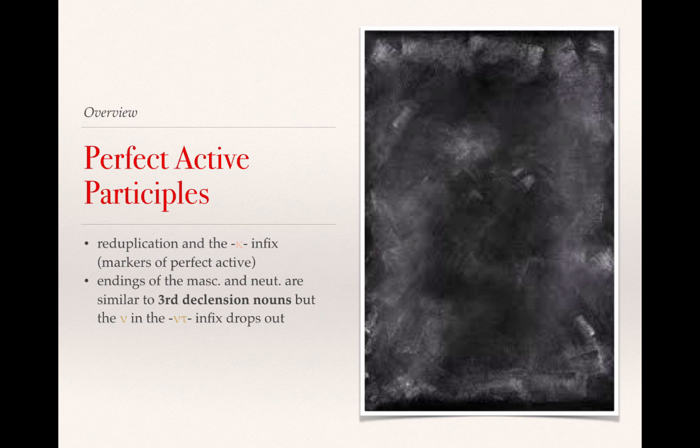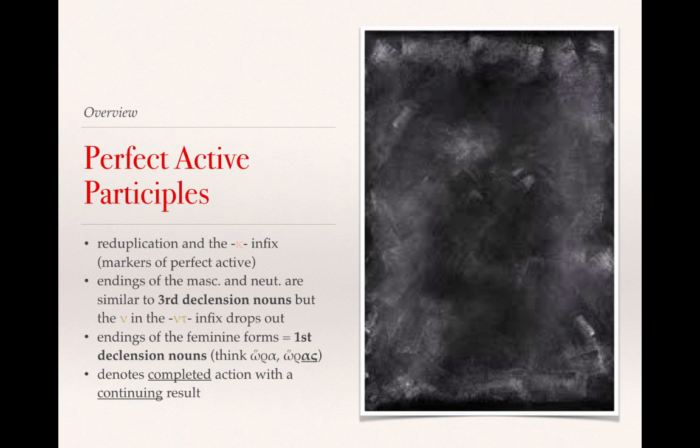But the endings are very similar to what we just saw with the aorist passive participle. The endings of the feminine nouns are very similar to first declension nouns. These are pure eta nouns, if you'll remember that from way back when. So you'd be thinking about ὥρα, ὥρας as an example of the endings for the perfect active participles that are feminine gender. And the perfect active participle denotes completed action with a continuing result.